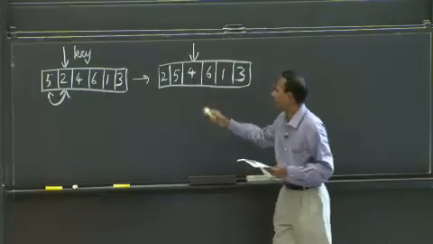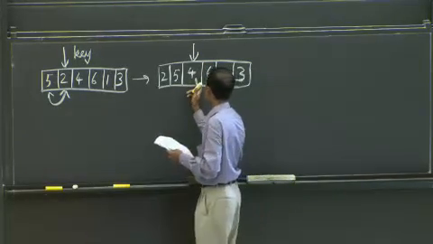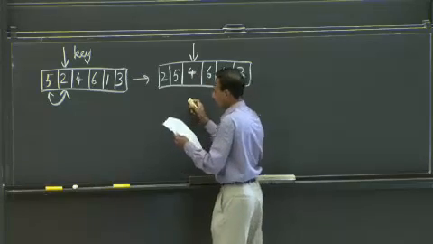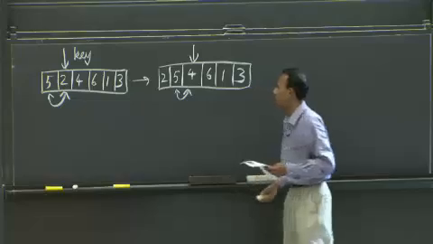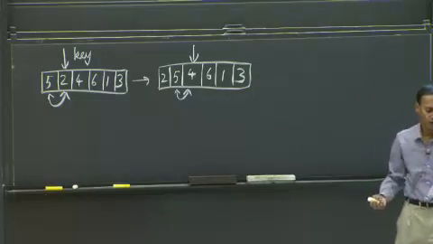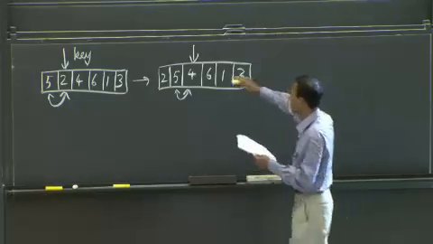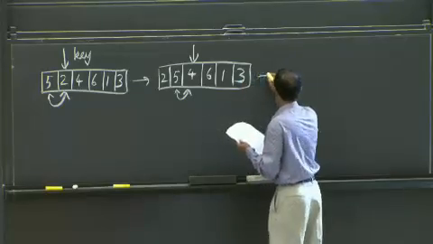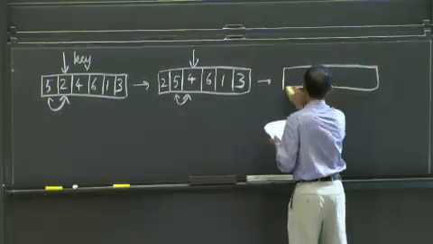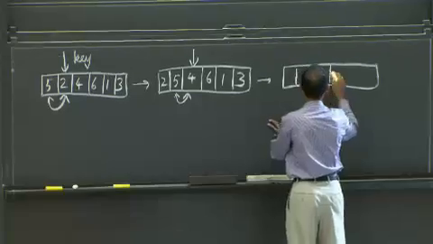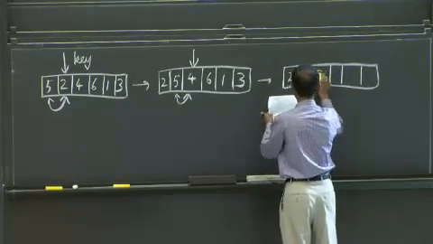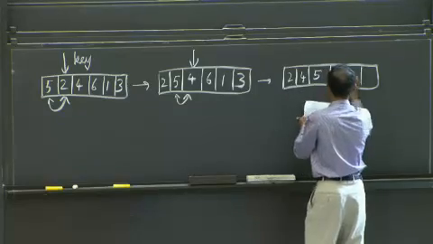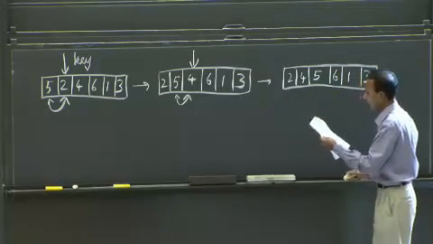Now your key is here at item 4. Again, you need to put 4 into the right spot. And so you do pairwise swaps. In this case, you have to do one swap, and you get 2, 4, 5. And you're done with this iteration. So what happens here is you have 2, 4, 5, 6, 1, 3.